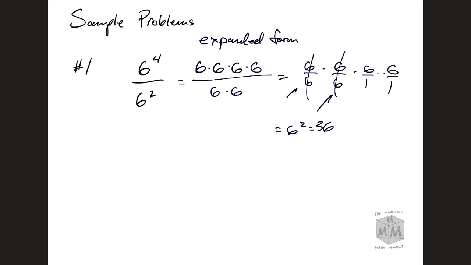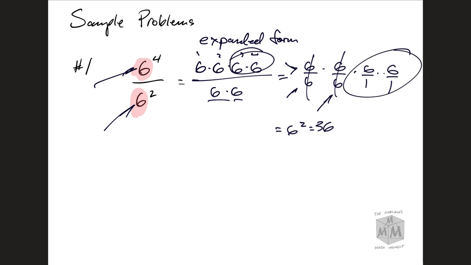So what's actually happening here is we are canceling out the common factor. Because our bases are the same, 6 is our common factor. But I only have 2 sixes down here, 1, 2. And in the top, I have 1, 2, 3, 4. So I'm going to have some leftovers, right? 3 and 4 get left over, and I have 6 times 6. Okay?